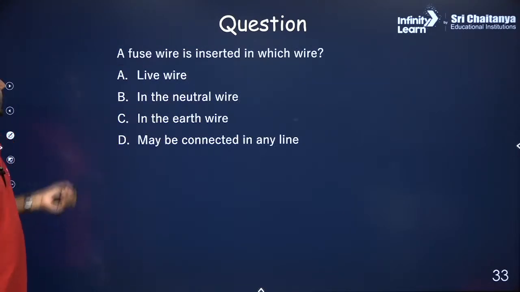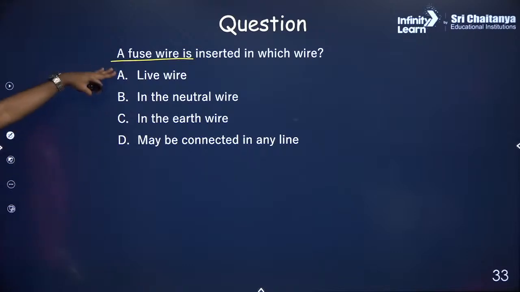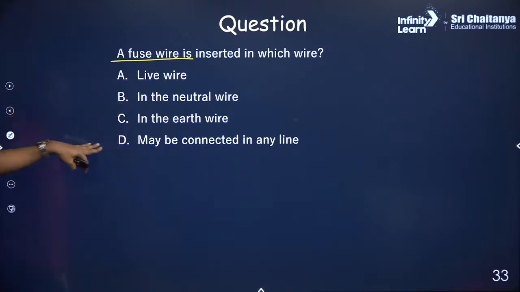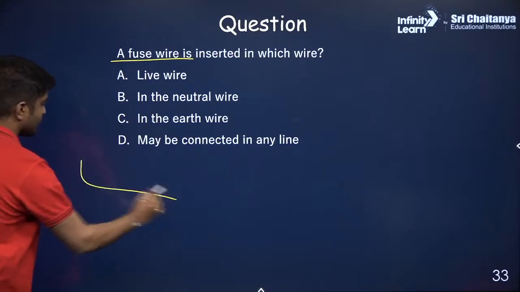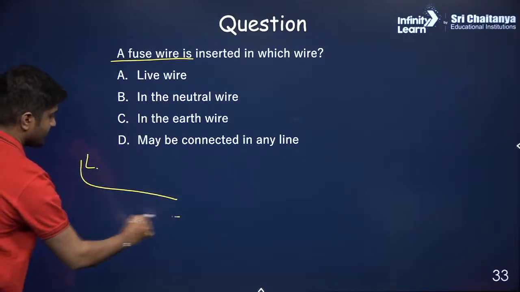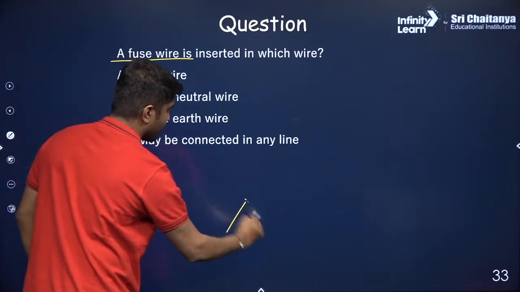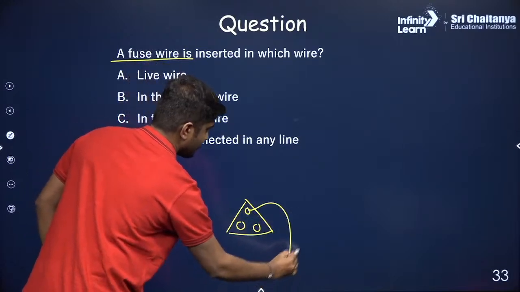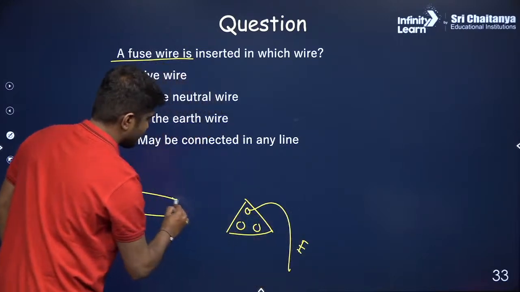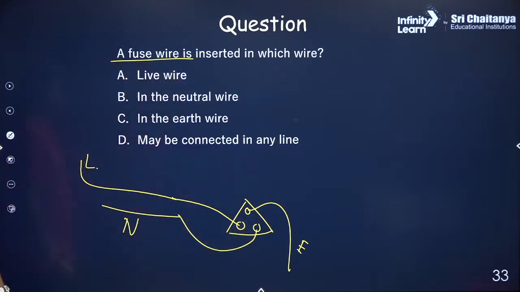Alright. So fuse wire is inserted in which of the following? Live wire, neutral wire, earth wire, or may be connected in any wire. You see, this is the live wire, this is the neutral wire, and let's suppose we have a 3-pin plug. So this is the earth wire. This is live, this is neutral. So the fuse is connected in which?